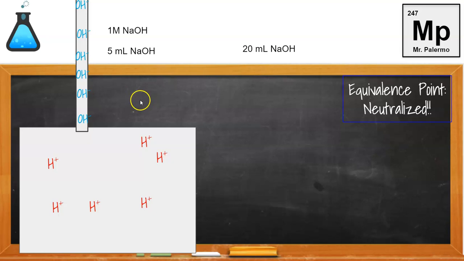And so we're going to perform a neutralization. So we're going to start dropping base into our acid to neutralize it. And so OH then is going to combine with H plus, we know, to make water.